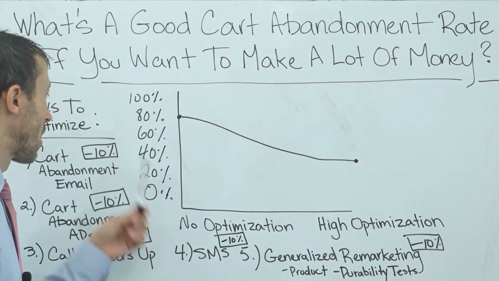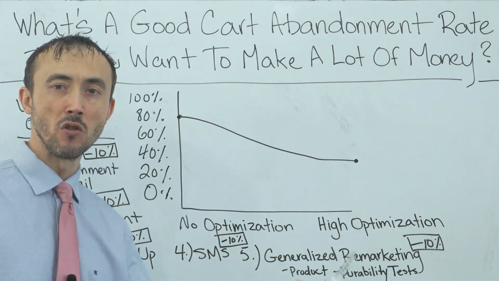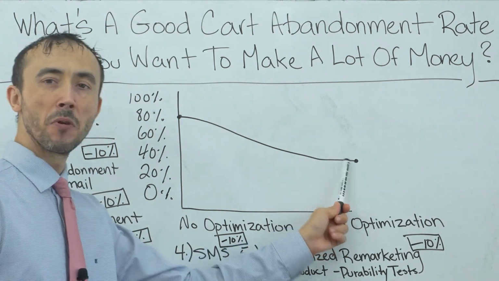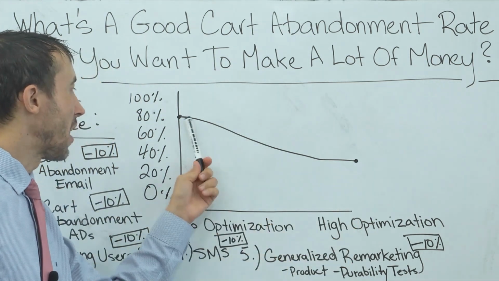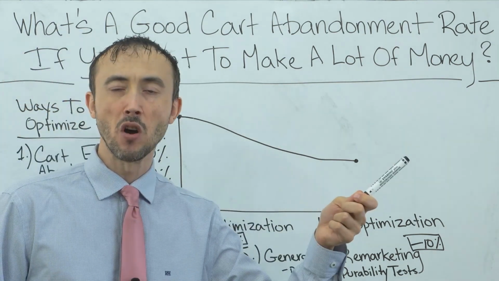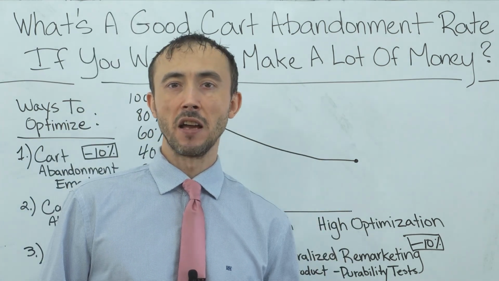What's a good rate? How to actually then drop the cart abandonment rate so you end up with more revenue per visit to your site. So you end up on the bottom end of this range here and not at the top end of the range, which most people are going to stay at because they just don't simply know how to optimize for a lower cart abandonment rate.